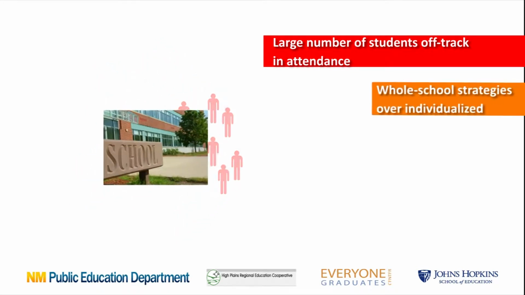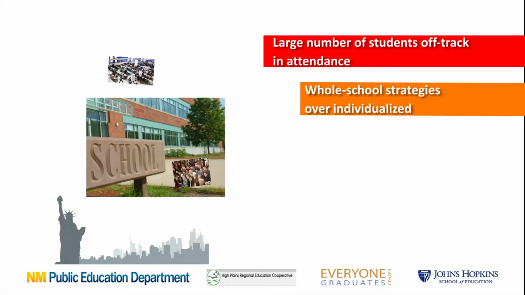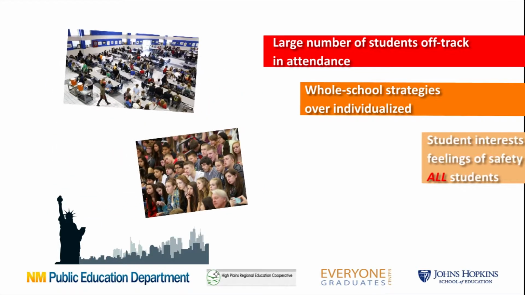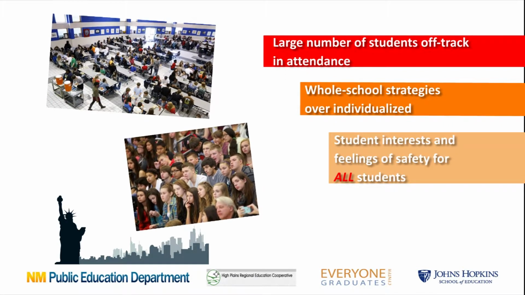If there are a large number of students who are off track in attendance, the best solution may not be an individualized one, but to try additional whole school strategies, similar to the example we mentioned about a New York City school, where student interests and feelings of safety were encouraged rather than trying to go student by student in solving the challenge.